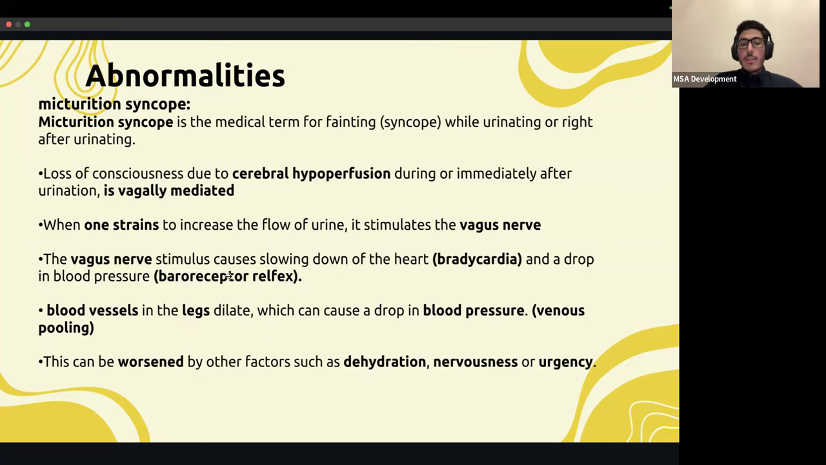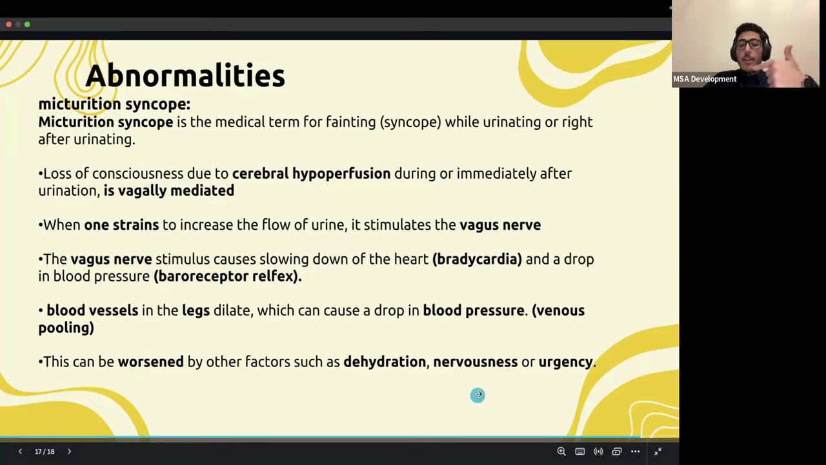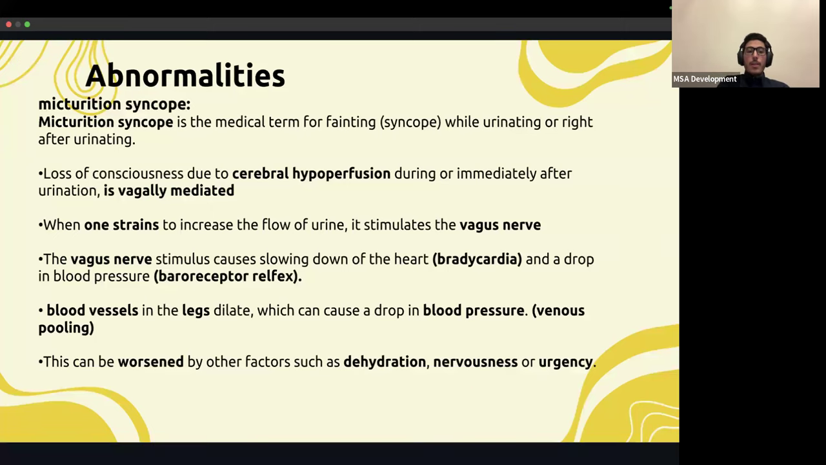So this is going to affect the patient. To save the patient, the body is going to faint, and we call that micturition syncope. This can also be worsened and can be fatal in some patients who are dehydrated or having nervousness or urgency. All of those factors can build up on the decreased pressure induced by the activation of the baroreceptor reflex, as the vagus nerve is triggered by a patient who is trying to overcome the pressure of the constricted area to increase the flow of urine. So this is an important indication that this patient is having a life-threatening case if he is having this repetitively.